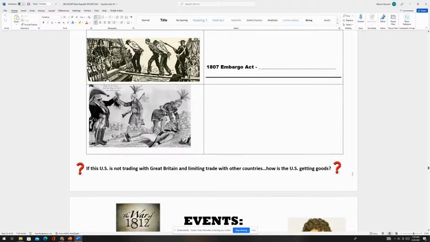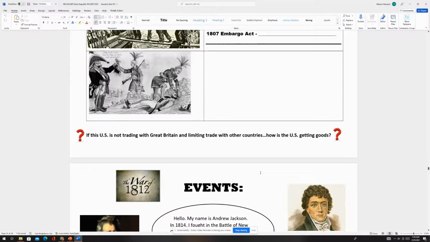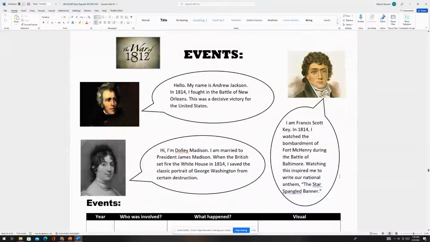Okay, now that you're done with that, think about this. If the U.S. is not trading with Great Britain and limiting trade with other countries, how are they getting their goods? Well, time to get to making. They're going to make their own stuff. The Embargo Act is going to lead to more manufacturing. Manufacturing means making things.